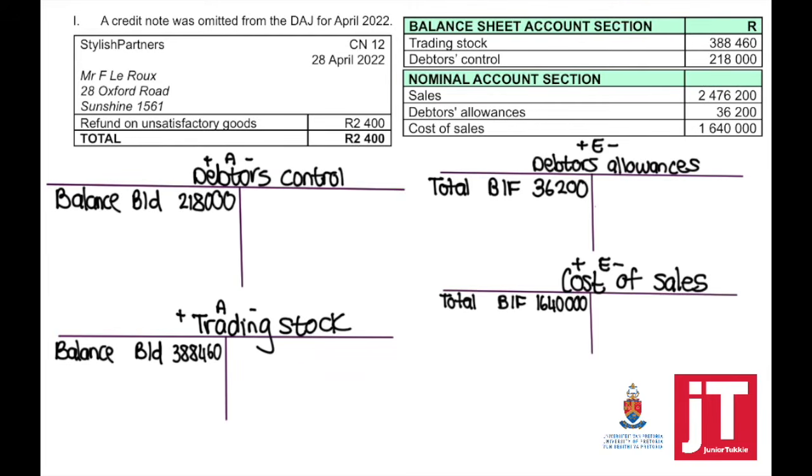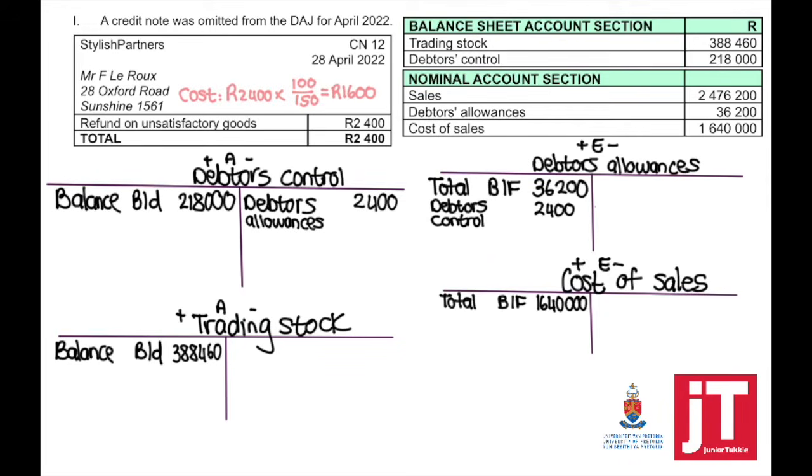Refund on unsatisfactory goods, 2,400, means that debtors allowances is going to be debited and debtors control is going to be credited. To show the cost, we will need to work out the cost using the markup percentage. This means times 100 divided by 150. Cost of sales is credited and trading stock is debited.